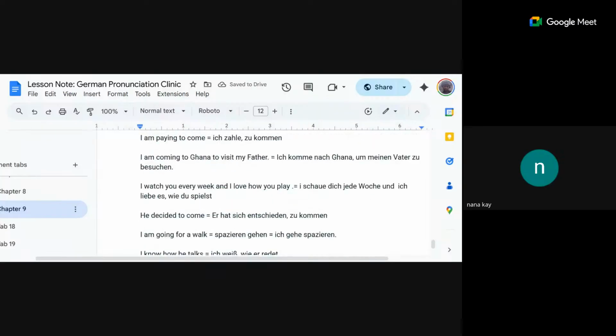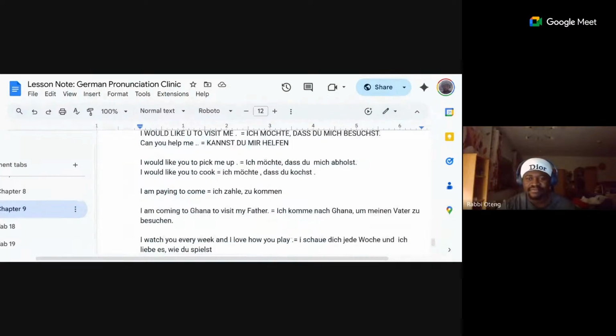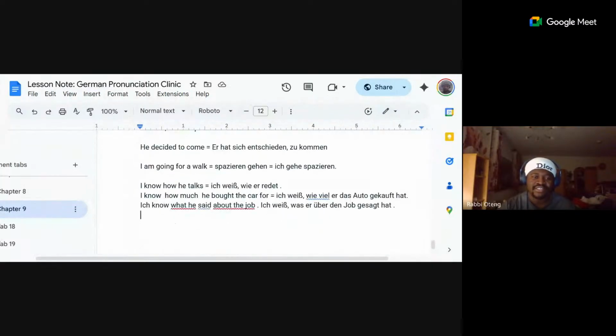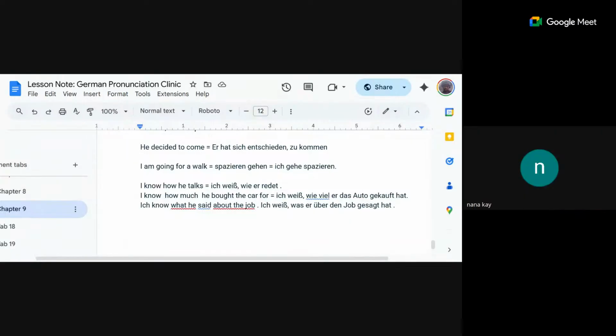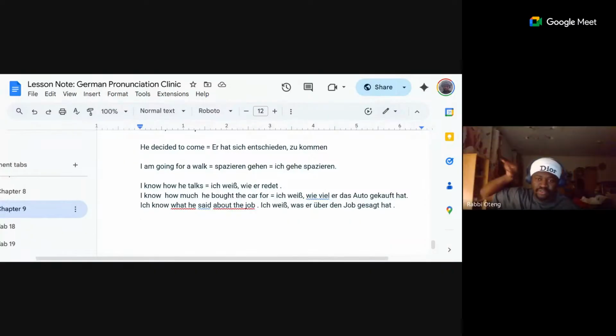Yeah. So just remember that when you use sentences with Nebensätze, you have to use any of the W questions. Then remember to push the verb to the end of the sentence, because in English it's the same thing. Okay. Yeah.